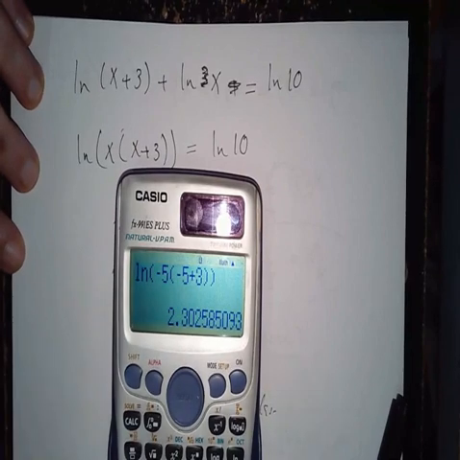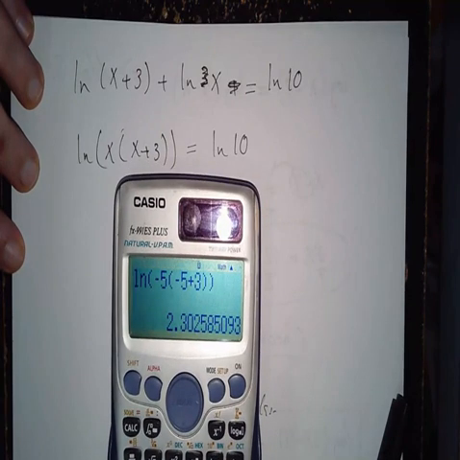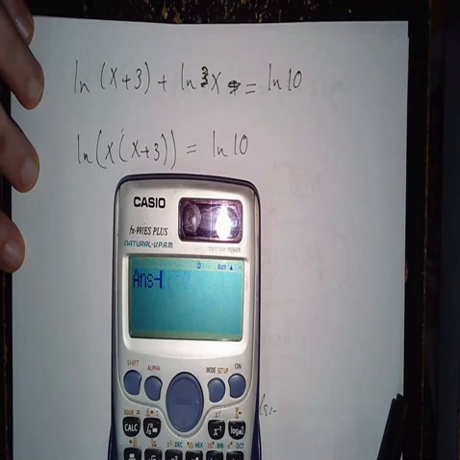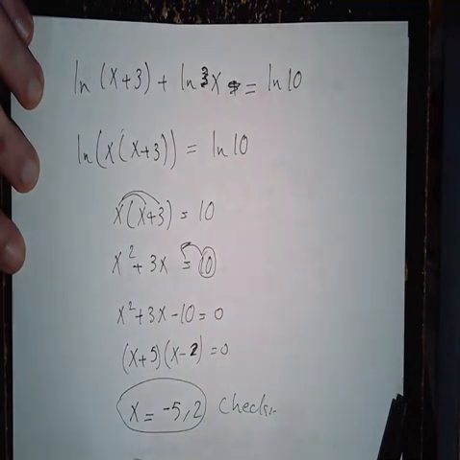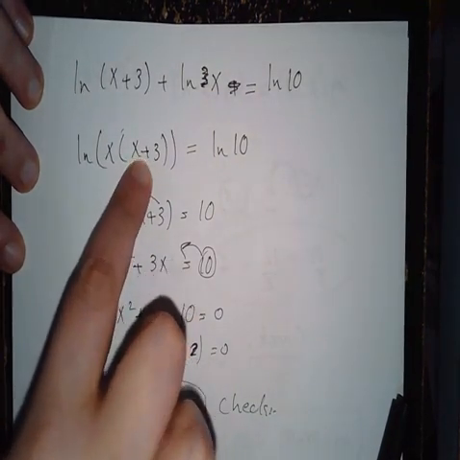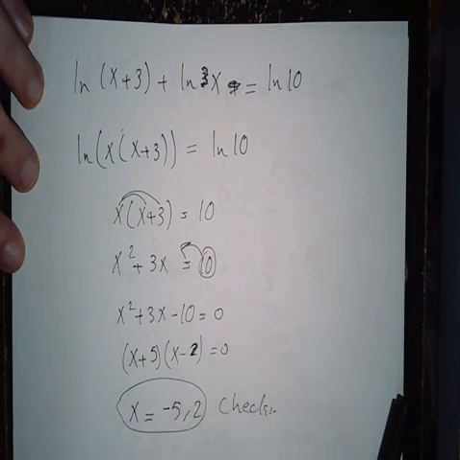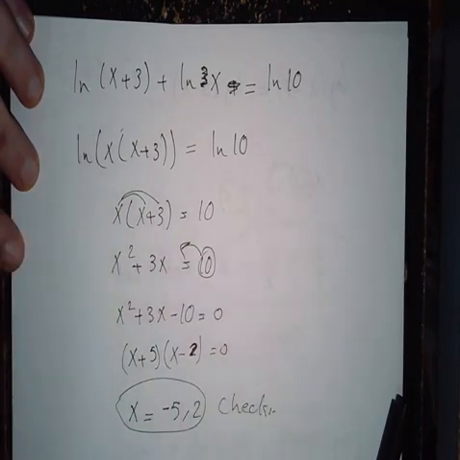Giving you an answer, the answer being 2.30258 blah blah blah. Right? Which is actually equal to natural log of 10, because subtraction between the two gives you 0. So this checks out. If I plug the negative 5 in here, my check would fail because I would see that the negative 5 works. It didn't really help me.